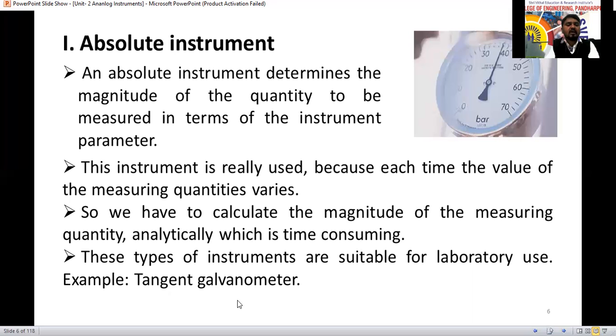Example, tangent galvanometer we are going to use. Only some laboratories, their scientists and all, they want calculation. Instead of using so many equipments, in places where they don't have the space, they are going to use only this type of instruments over there.